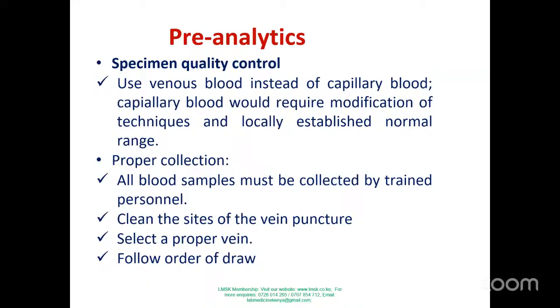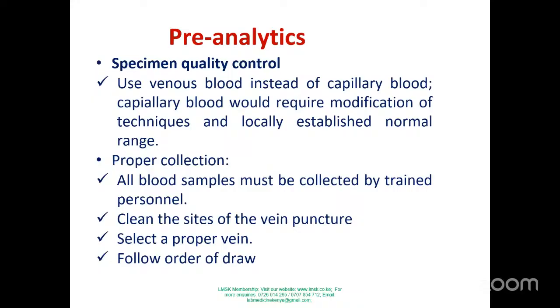So proper collection, that is all blood samples must be collected by trained personnel. So in quality assurance, one of the things that you need to put in place is also the competency assessment program. So you have to ensure that the staff taking this particular task are trained and qualified for this particular job, and not just trained regularly. The hospital, or rather the setup that you are working at, also has a competency assessment program, and this particular staff have also been certified to be competent, and this one can be done annually depending on how you've programmed your system.